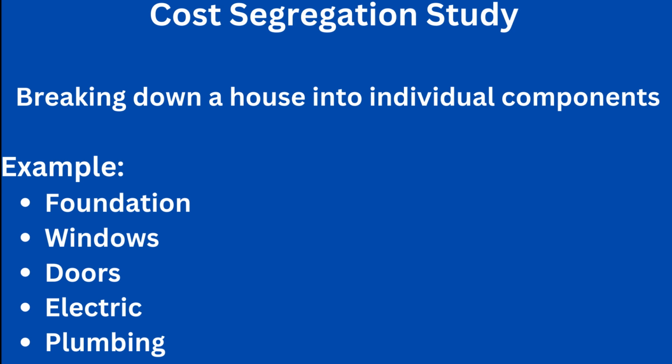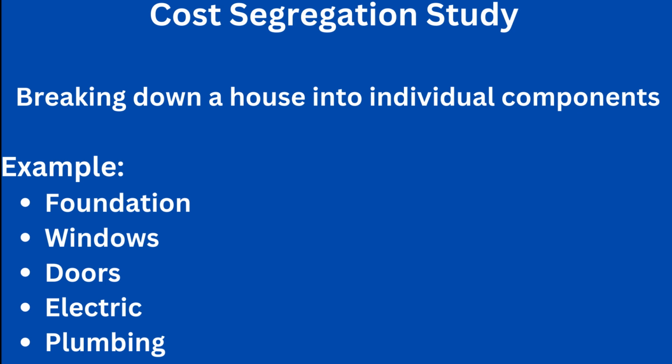Essentially, all a cost segregation study does is break down a home into all its various components. Instead of just saying the value of the improvements or building is $225,000, it's going to say what's the value of the foundation and the roof and the doors and the windows and the flooring and the appliances and the electric and the plumbing and the trim, and all these million different things involved in your house. It's going to break them all down separately. And here's why that's so important.